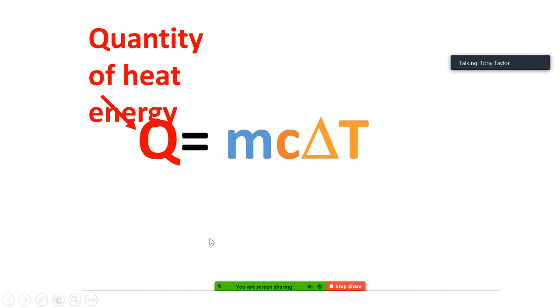So, guys, Q stands for the quantity of heat energy added or taken away from your substance. M stands for the mass of your substance. In some of the problems, mass is going to be measured in grams. In some of the problems, mass is going to be measured in kilograms. Okay. So again, if I were you, I would write this down because this is the most important equation we're going to be using today.